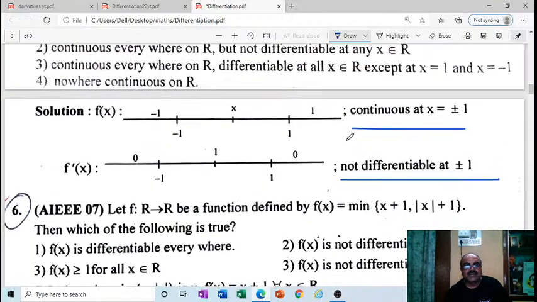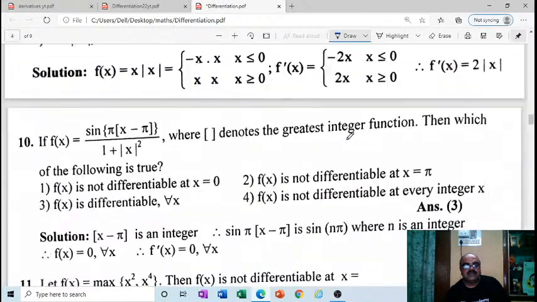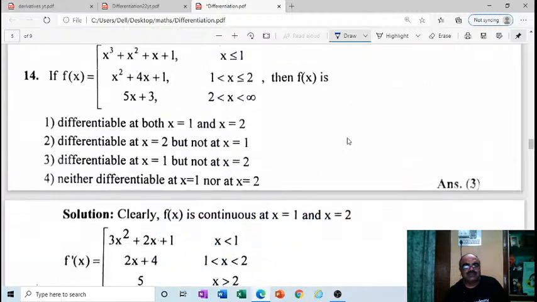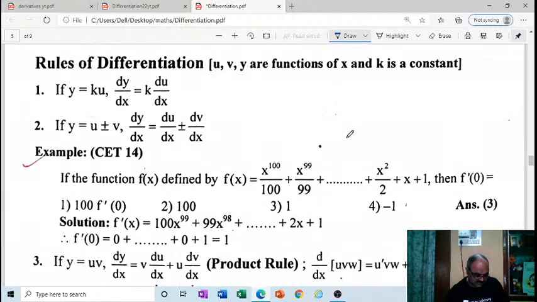This concept is clear. Friends, now I shall move slightly towards the formulas. A little jump I took so that you get more clarity and we follow things in a very systematic manner.